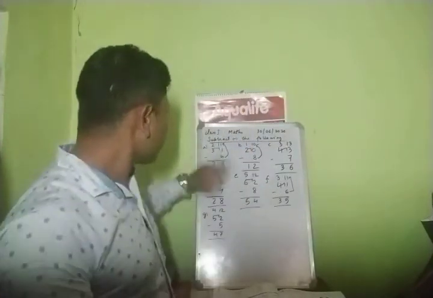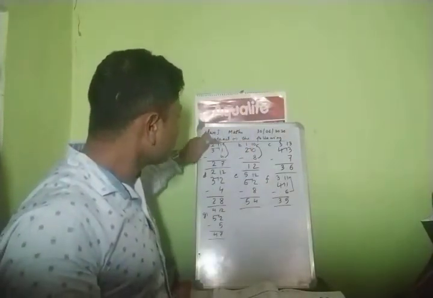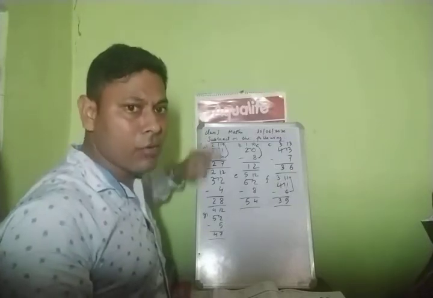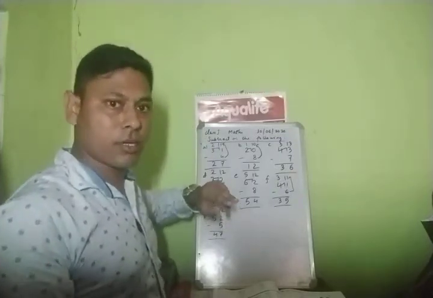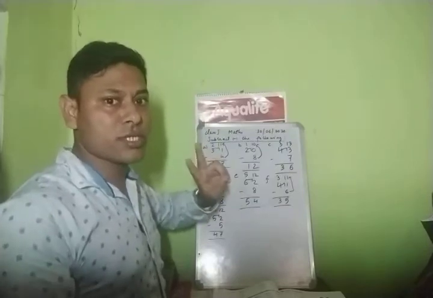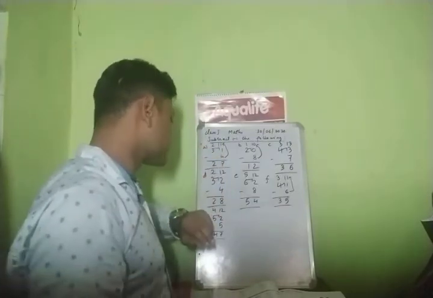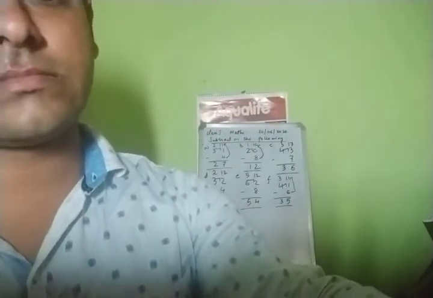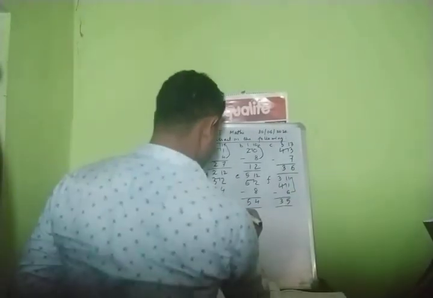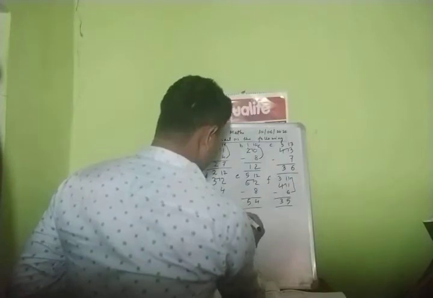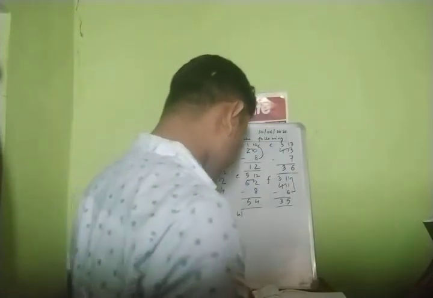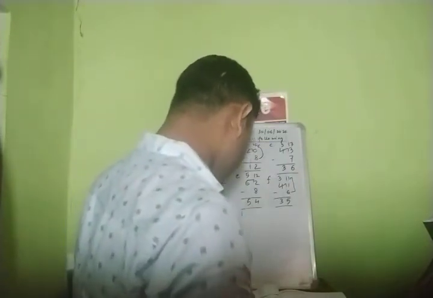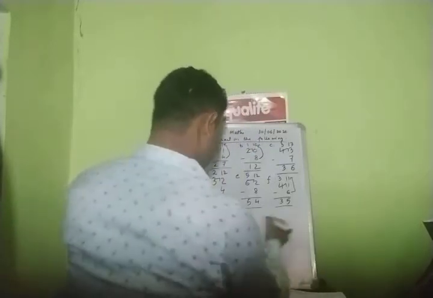Now, this was what? Upper 2 digits, down 1 digit. Now we will do 2 digits. Okay, both the sides 2 digits. Right? Number H. Okay, question number H. We will do 2 digits.